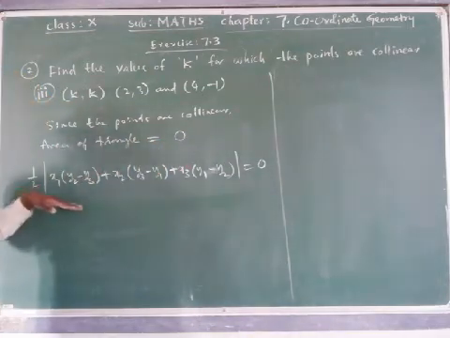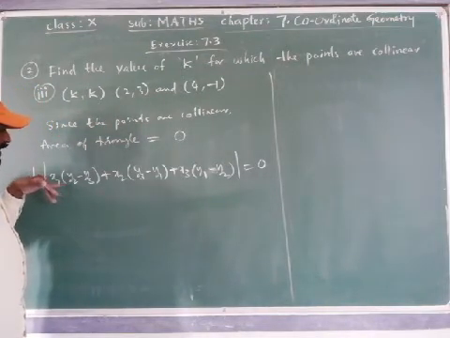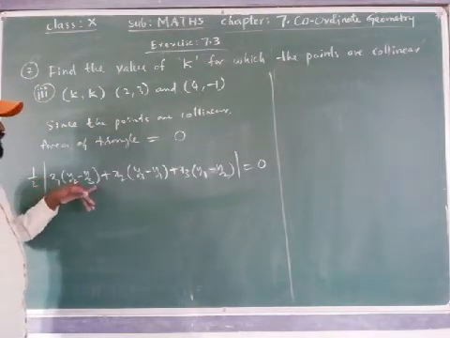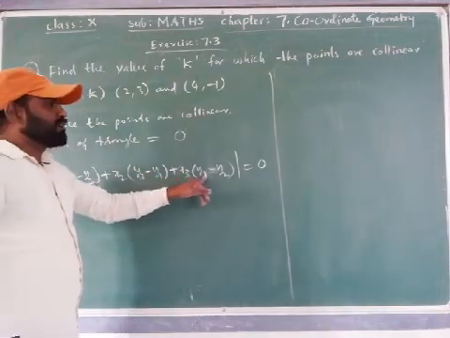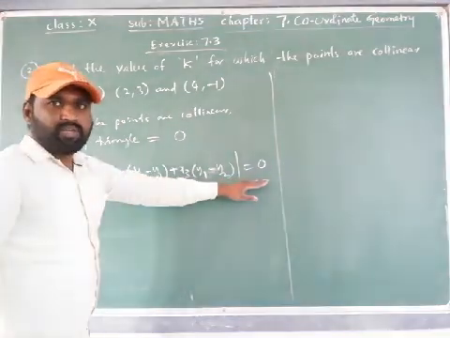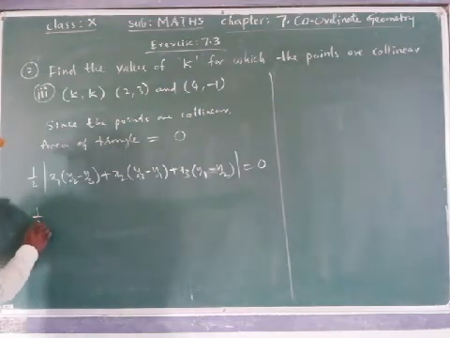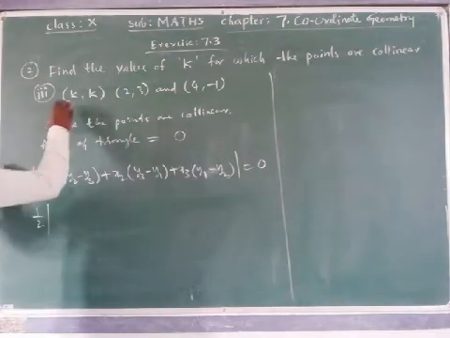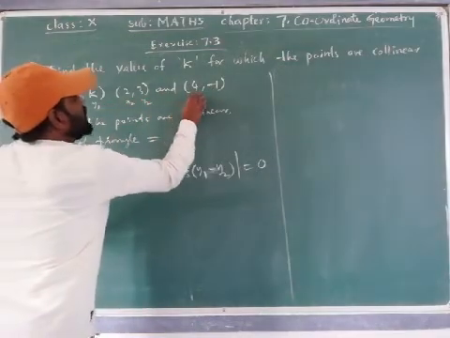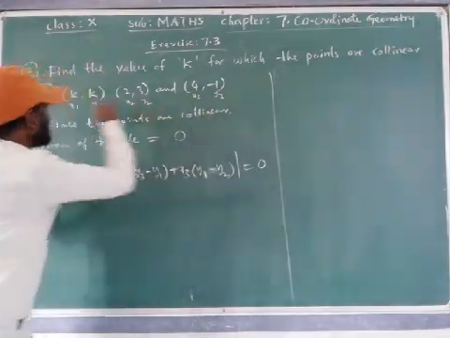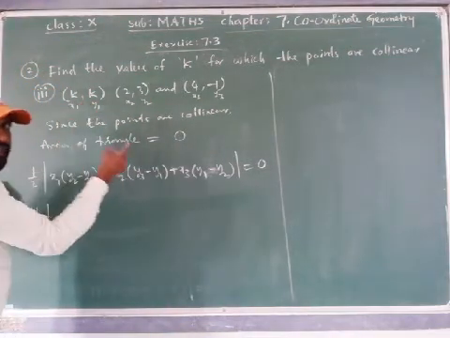The formula to find area of the triangle is half modulus of x1 into (y2 minus y3) plus x2 into (y3 minus y1) plus x3 into (y1 minus y2). That is equal to 0. Area of the triangle is equal to 0. Just substitute all the values in it. First point is (x1, y1), second point (x2, y2), third point is (x3, y3). Substitute all the values. Here 2 k's are there, no need to worry, we are going to find the k value.